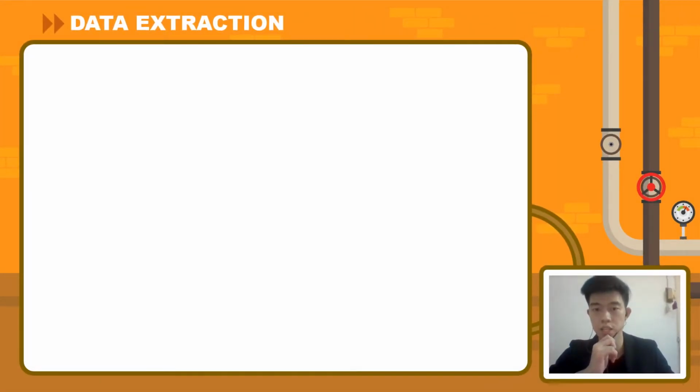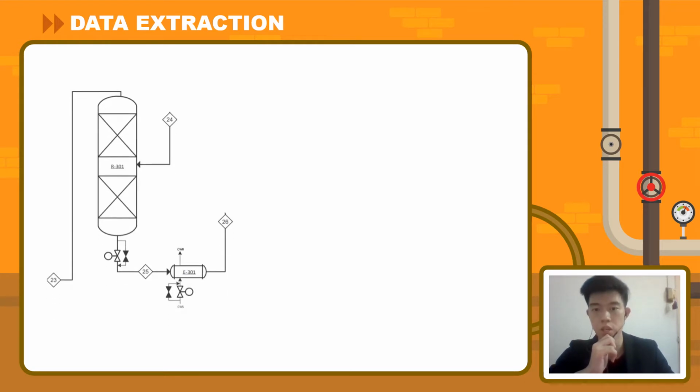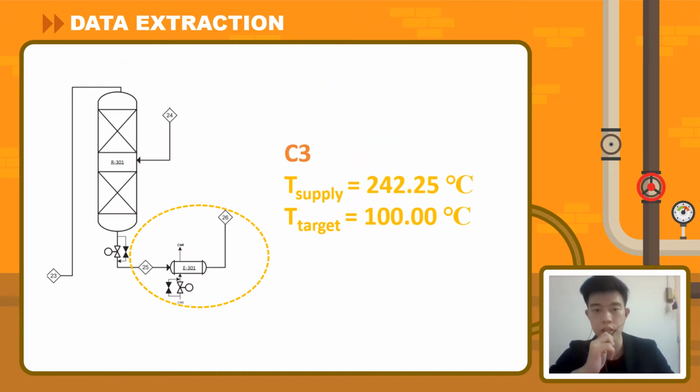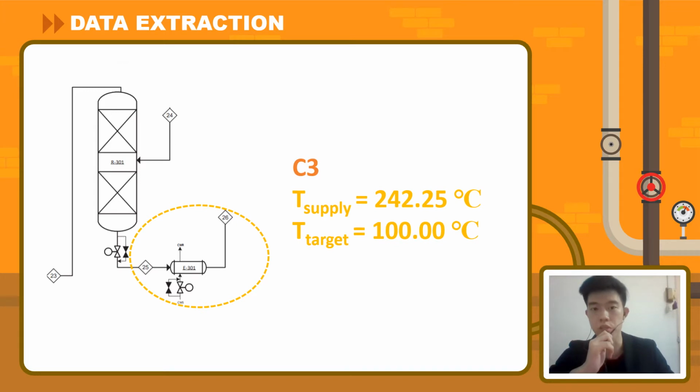The last cooler that has been extracted is E301. In the third hot stream, the supply temperature of the hot stream is at 242.25 degrees Celsius, with the target temperature to be cooled at 100 degrees Celsius.